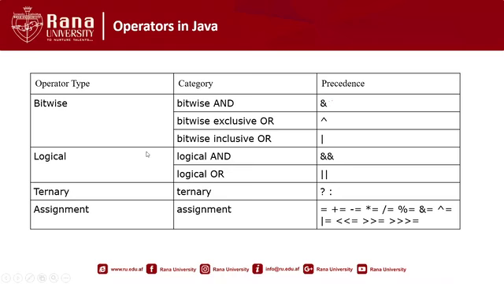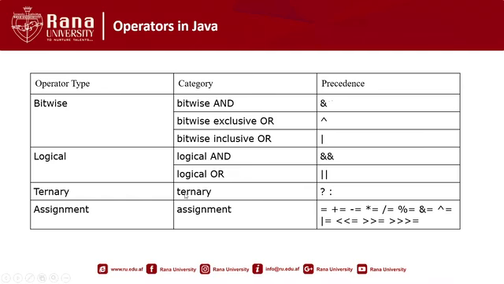And also we have the bitwise operators, which are most important, and I will be discussing them in class. Here we have bitwise AND, bitwise inclusive OR, and bitwise exclusive OR as well. These are the symbols for these bitwise operators.